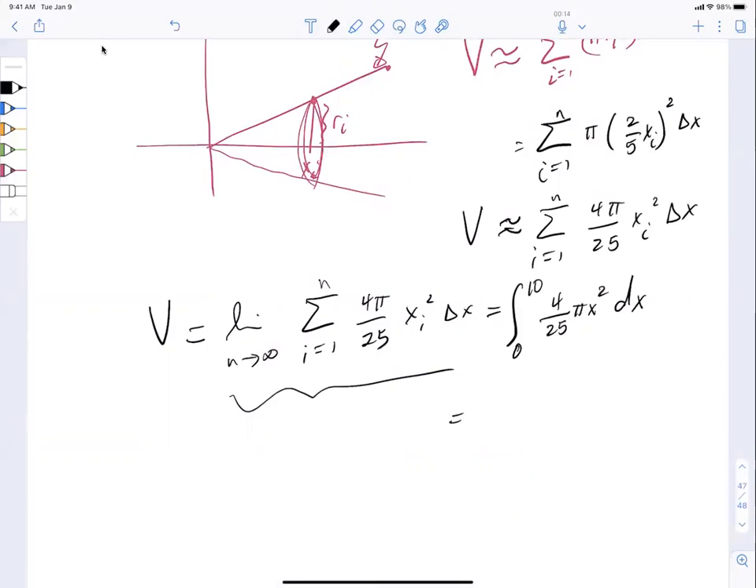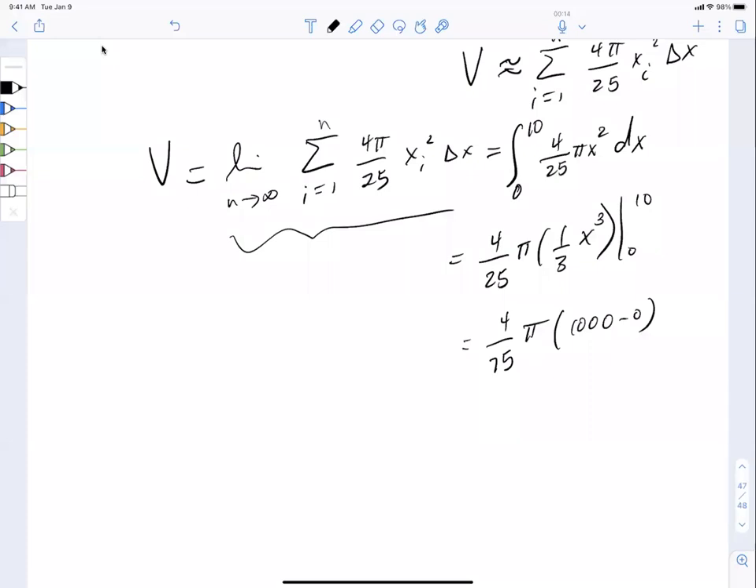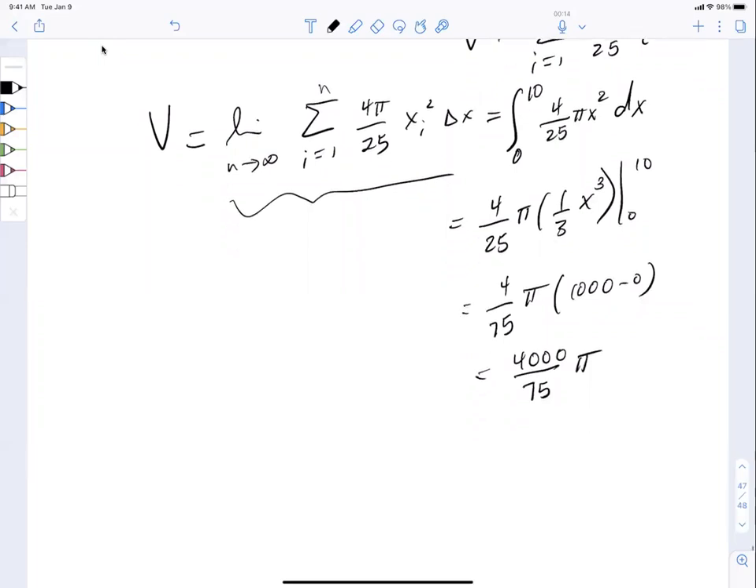Now, if I actually go through the integration process, 4/25 pi is a constant. You get 1/3 x cubed as the antiderivative from 0 to 10, which is 4/75 pi times 1,000 minus 0. So you get 4,000 over 75 pi, which you can simplify. You get 160 divided by 3 pi.